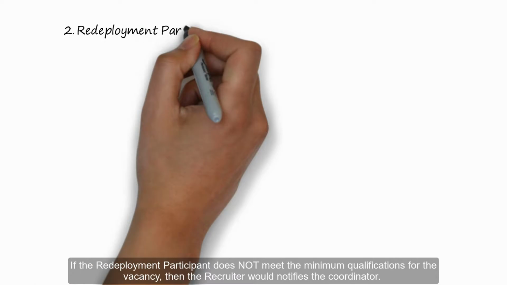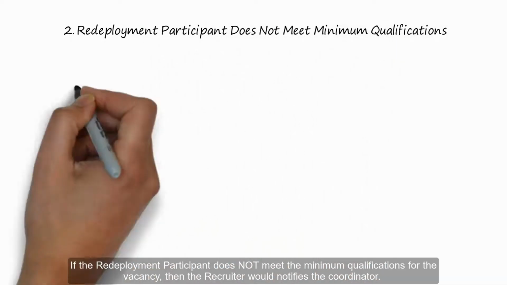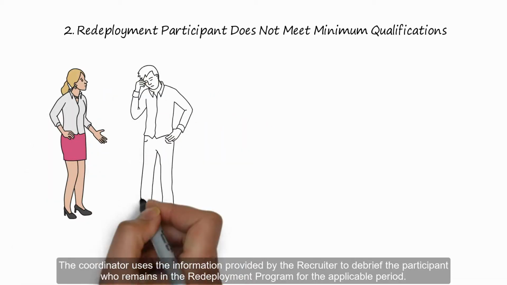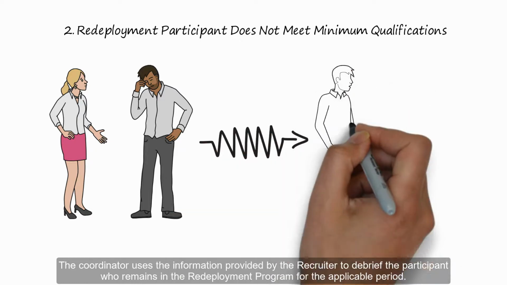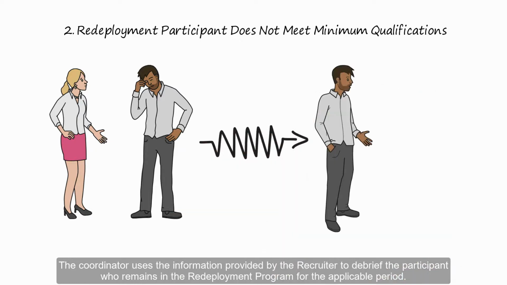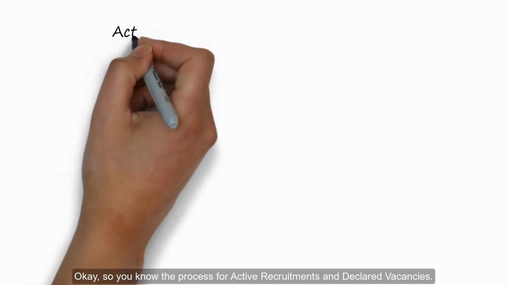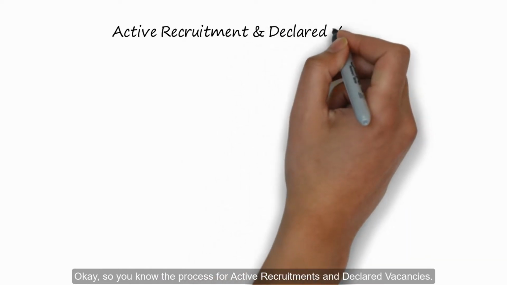If the redeployment participant does not meet the minimum qualifications for the vacancy, then the recruiter would notify the coordinator. The coordinator uses the information provided by the recruiter to debrief the participant, who remains in the redeployment program for the applicable period. Okay, so now you know the process for active recruitments and declared vacancies.